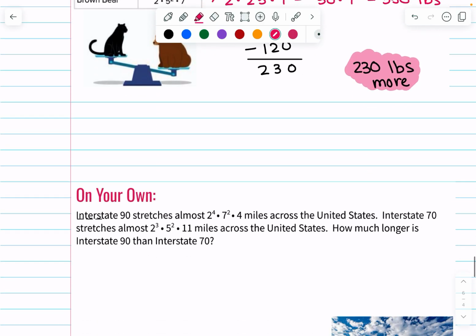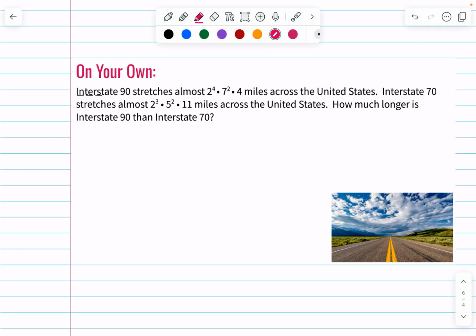All right, go ahead. Try this one on your own. Pause the video. Afterwards, after you solve it on your own, then I will walk you through it. So Interstate 90 stretches almost 2 to the power of 4 times 7 squared times 4 miles across the United States. Interstate 70 stretches almost 2 to the power of 3 times 5 to the power of 2 times 11 miles across the United States. How much longer is Interstate 90 than Interstate 70?